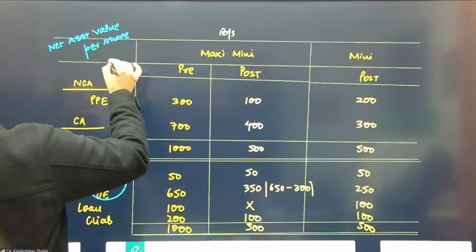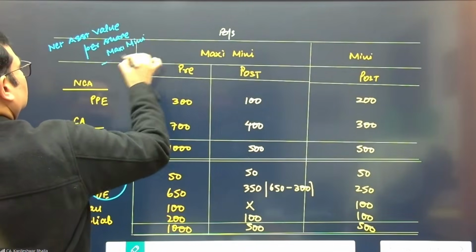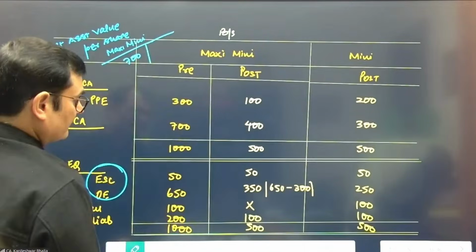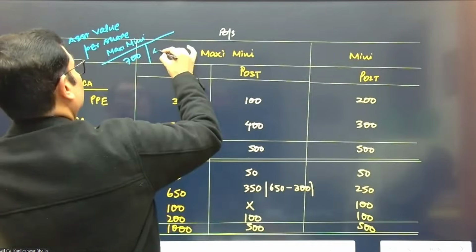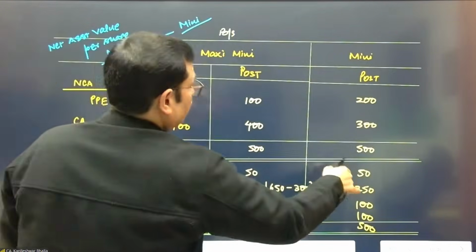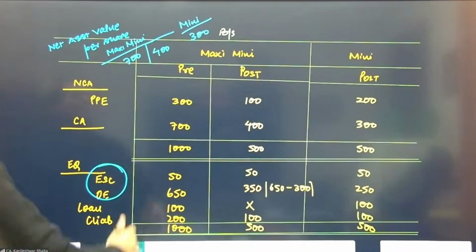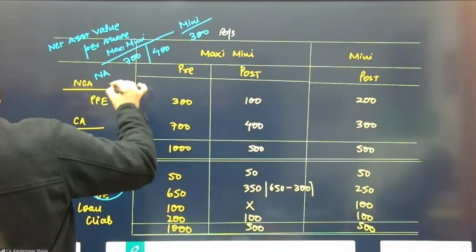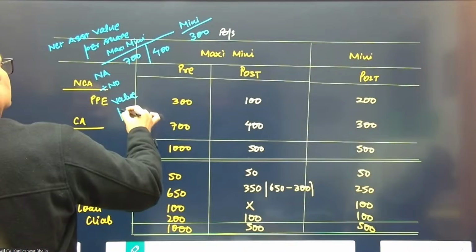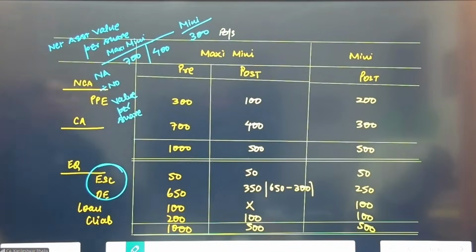The net assets of this company is 700. So Maximini's net assets is 700 pre-demerger, and this is now 400 post-demerger. And in terms of Mini, its net assets is 300. So this is the net assets of these three situations. Divide this by the number of shares to get the value per share.